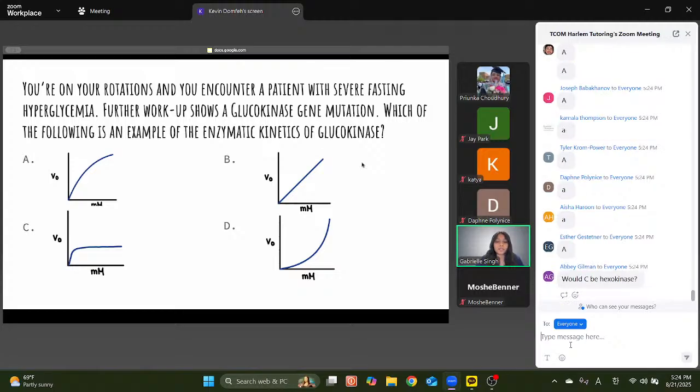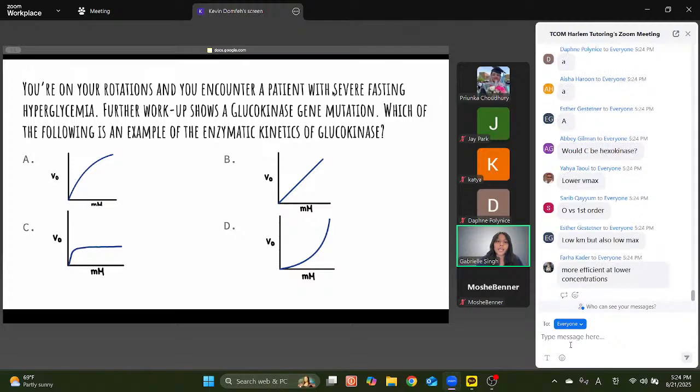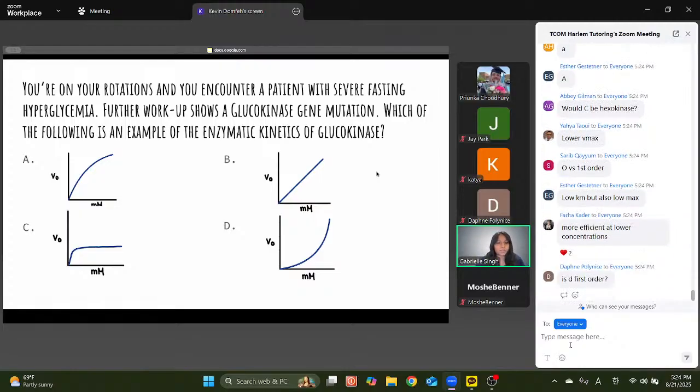Yes, C would be hexokinase. I was getting to that. But do you want to tell me why C would be hexokinase? Yeah, exactly. So A is showing glucokinase, which has both a high Km and a high Vmax. That's why that curve is going very high up on that chart. And then C is hexokinase because it has both low Vmax and low Km. And so that's going to be more involved with, like, red blood cells, and they're going to use hexokinase more.